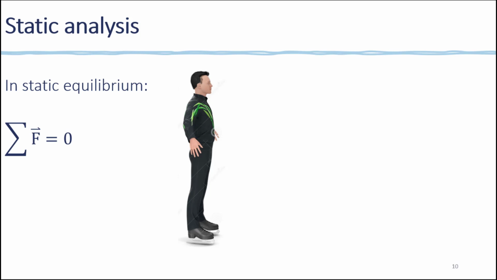In the previous slides, we drew a free body diagram that shows all the external forces acting on the skater. And now we want to complete our static analysis. If an object is not moving, it's in static equilibrium. And in static equilibrium, acceleration is 0, and the sum of all external forces acting on the object is 0. Mathematically, this can be described with an equation.